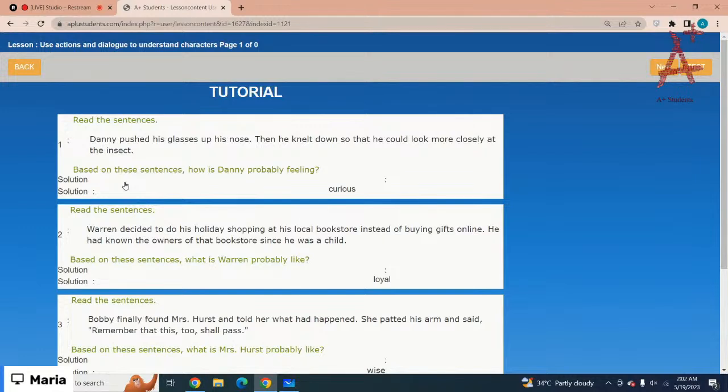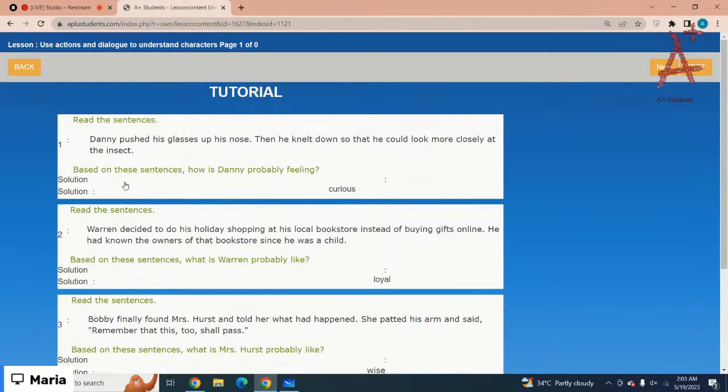The next one is: Warren decided to do his holiday shopping at his local bookstore instead of buying gifts online. He had known the owner of the bookstore since he was a child. Based on this sentence, what is Warren probably like? Loyal. He is loyal to his books. Got it?